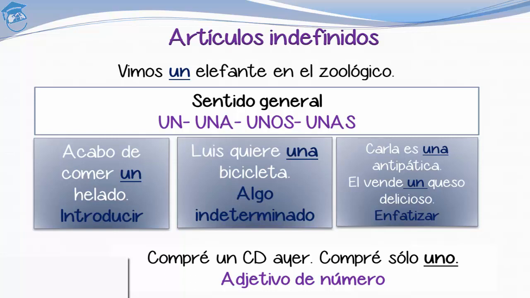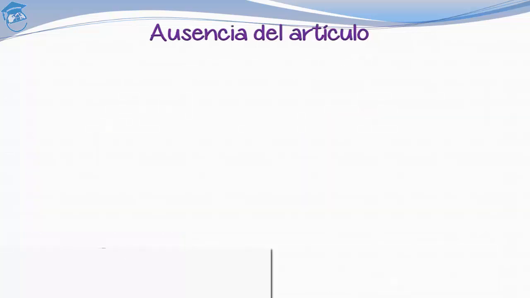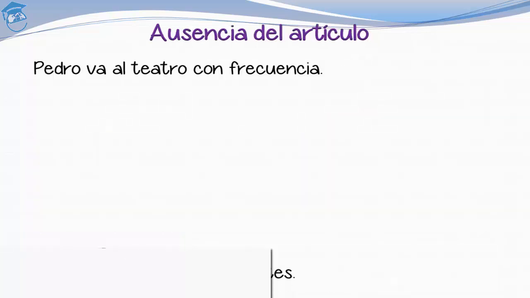The indefinite article. But when you say compré solo uno, uno is adjetivo de número. You're talking about how many CDs did you buy. Uno, un. Of course, you have some cases in Spanish in which you don't have to use any article. For example, Pedro va al teatro con frecuencia. Ana va a teatro los martes.